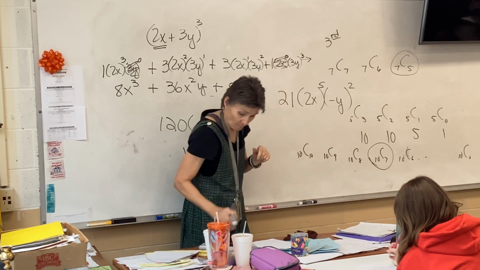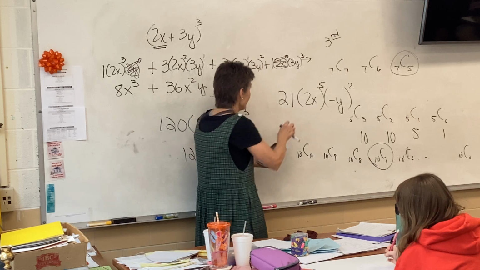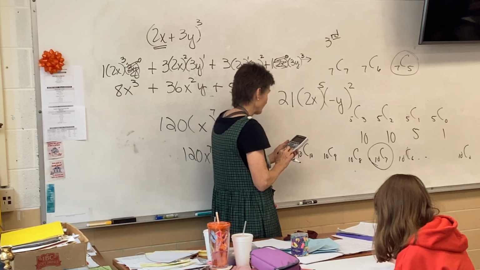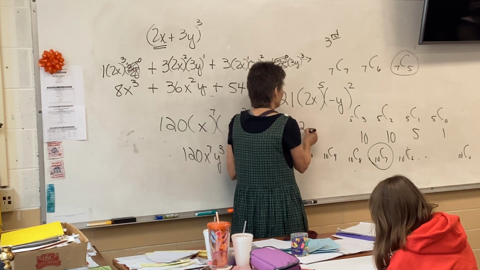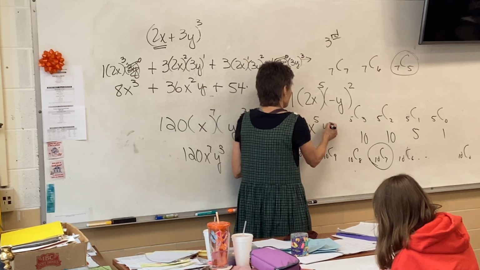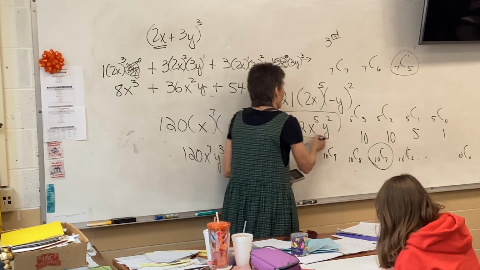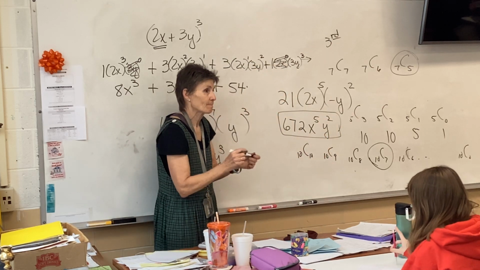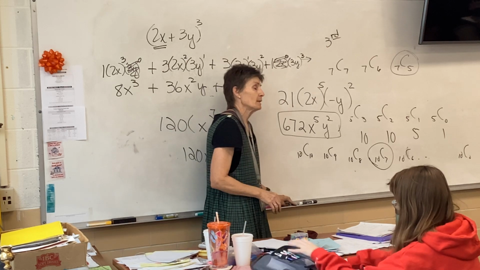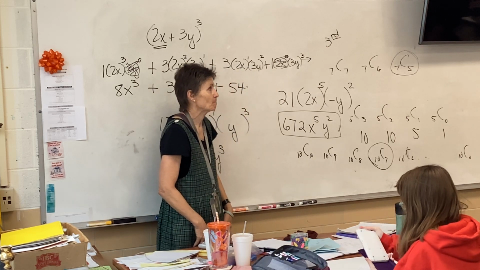So now, I'm gonna multiply 21 times 2 to the 5th, so he's right, 672, x to the 5th, y squared. What happened to the negative? Oh, yeah, it got canceled out.